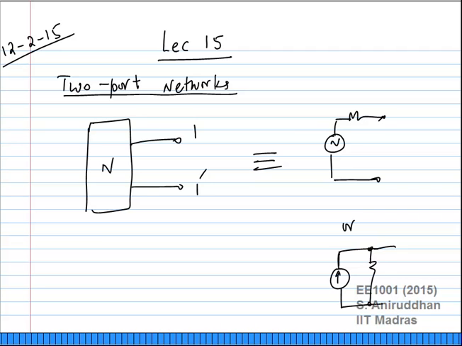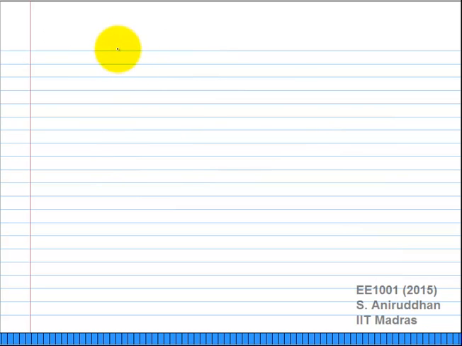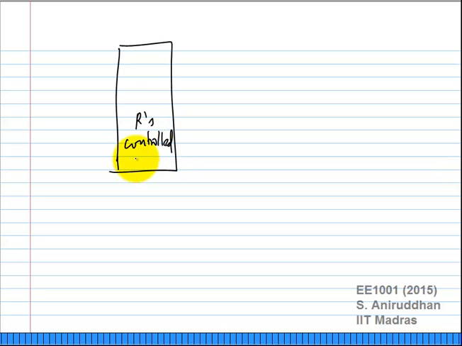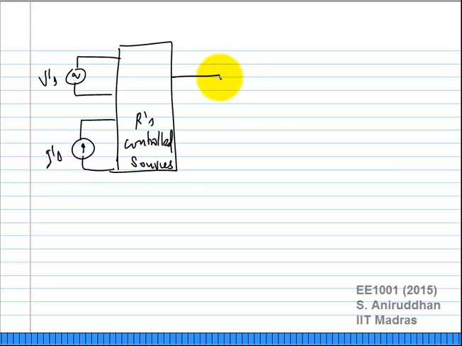You have a question? Yes. Tell us about how to find the Thevenin resistance again if there's a control source. Okay. So suppose I have any network N, which consists of resistors and controlled sources. I am going to pull out all the voltage and current sources outside. I'll call them V's and I's. I want to find the Thevenin equivalent of this network across any pair of terminals 1, 1 prime.